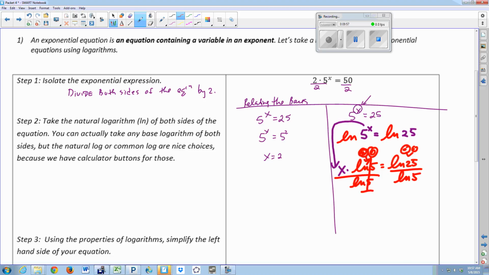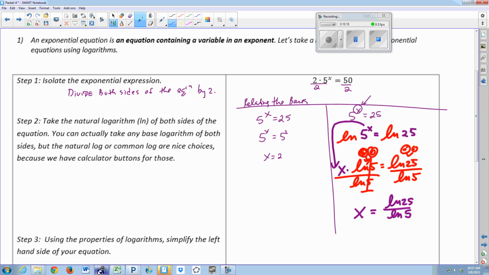This gives me a 1. The natural log of 5 divided by itself will always be 1. So on the left-hand side, I have x all by itself. And on the right-hand side, I have the natural log of 25 divided by the natural log of 5. Those are two different numbers. There's two ways to do it.